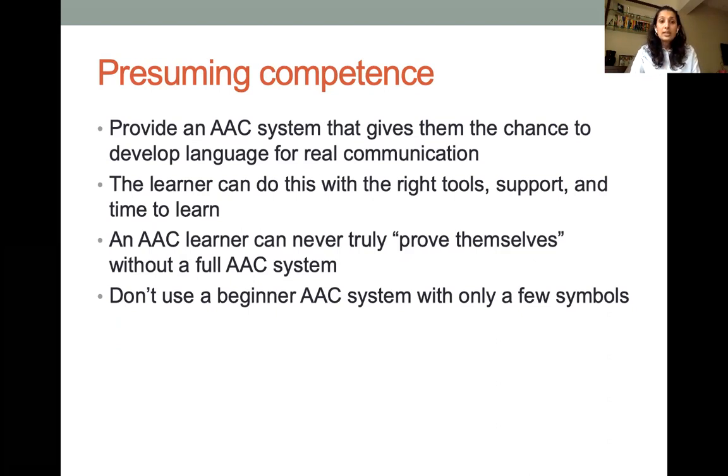The belief now is that an AAC learner can never truly prove themselves without a full AAC system, okay? So earlier, people used to think that, okay, this child has limited abilities, so let's just use some low-tech few pictures and leave it at that. But the thing is, you'll never know how much your child is capable of, how much they can learn, unless you give them the full system.